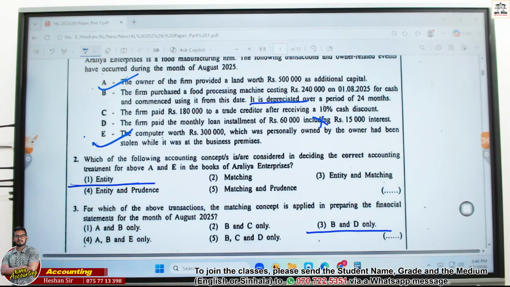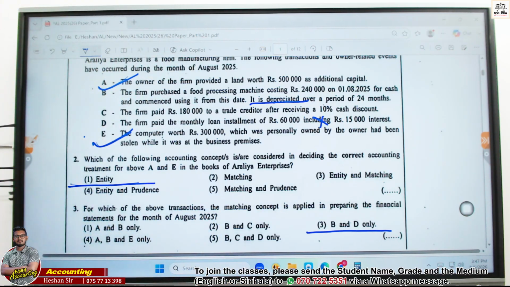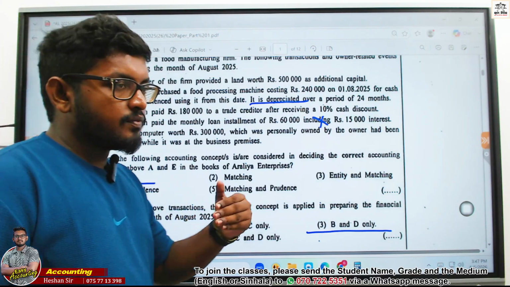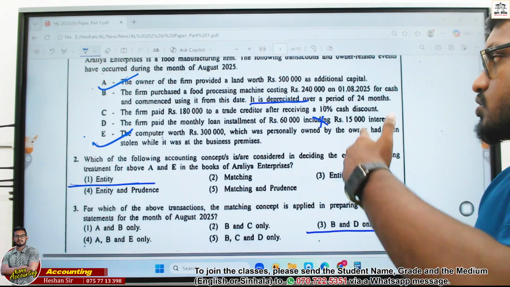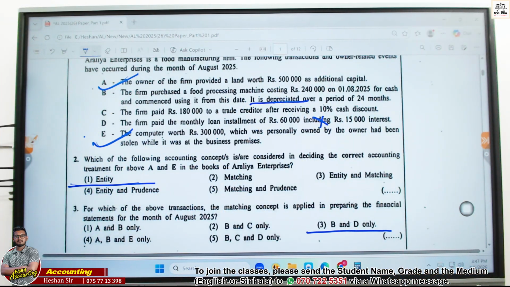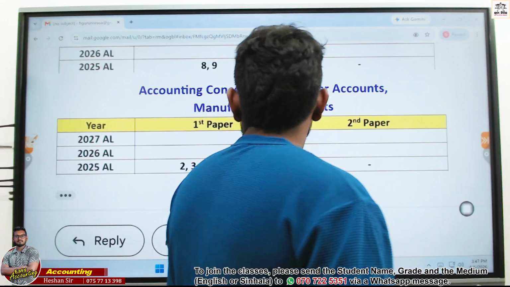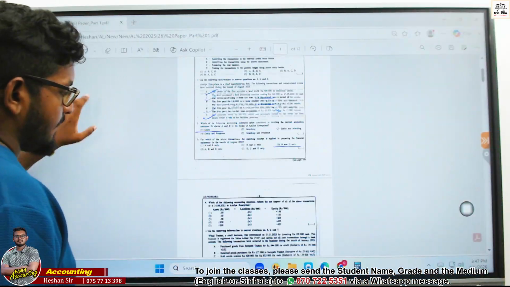What a question this is. The firm paid after receiving 10% cash discount. Matching concept, we match expense against the income, right? So it's all about the expenses we need to concern in here. So the expenses are these two, depreciation and the installment. 2, 3 done. Finally 10 and 11.